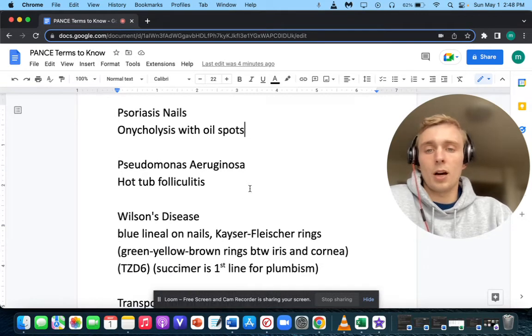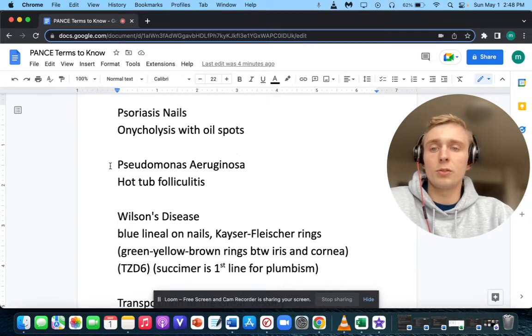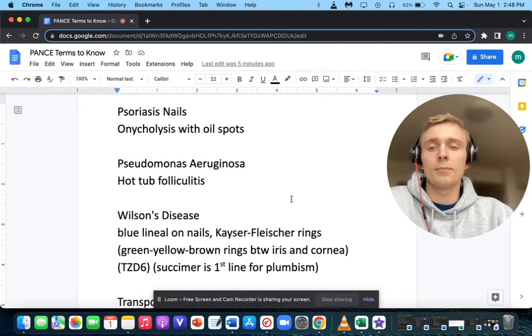What's the most common cause or the most common bug in hot tub folliculitis? So the most common bug in hot tub folliculitis will be Pseudomonas aeruginosa. So oftentimes things with water will be Pseudomonas aeruginosa, except for the cause of like ventilator or air conditioning acquired pneumonia, which would be what? That would be Legionella. So that'd be Legionella.